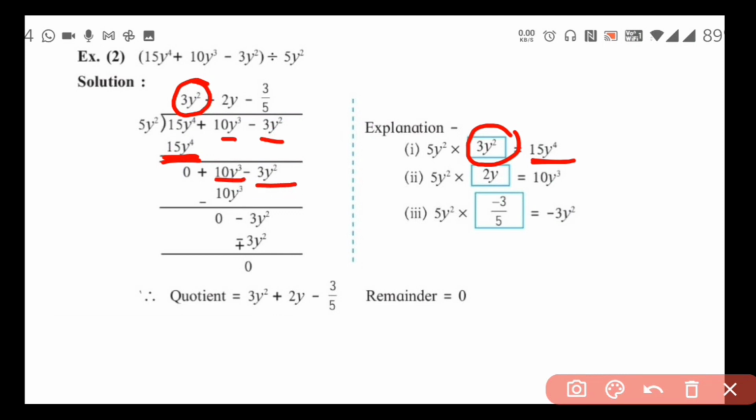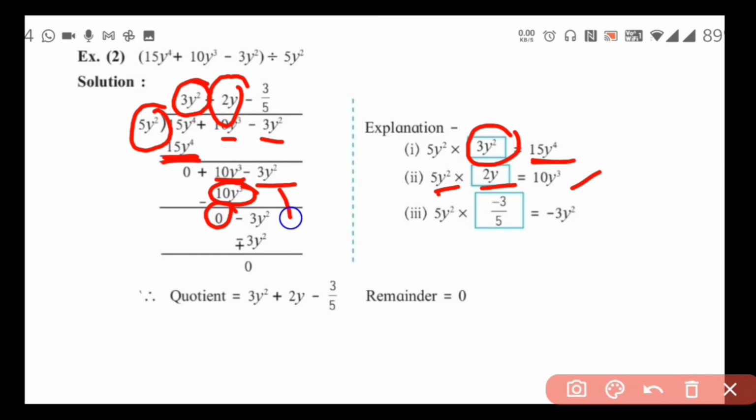Now let us see the second term, which is 10y cube. So again we have to check that 5y square multiplied by what? Answer should be 10y cube. So 5y square multiplied by 2y, answer is 10y cube. So this 2y we have to write in the quotient. Then this 10y cube we write in the dividend in the second step. 10y cube minus 10y cube, answer is 0 here.